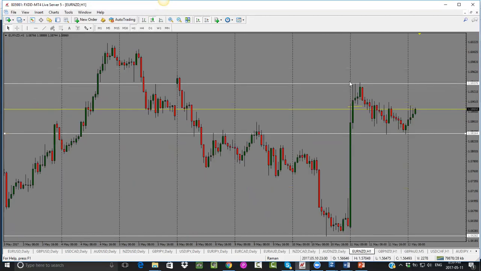Euro New Zealand. Euro New Zealand had come down a bit. It came into this previous support and resistance at 158.36, and now since then it has pushed back up because New Zealand dollar is dropping.